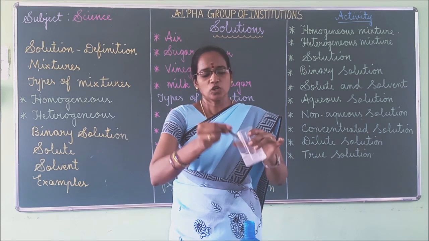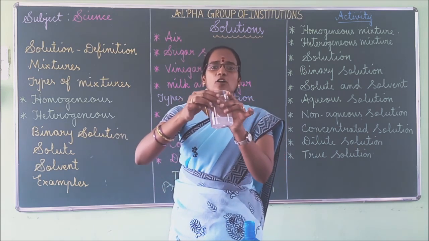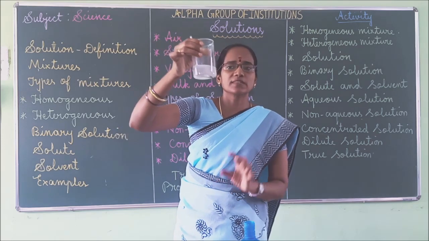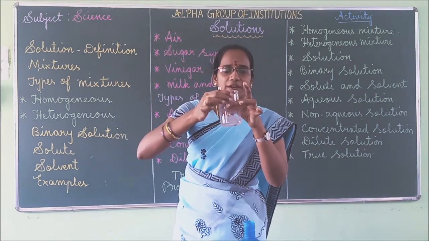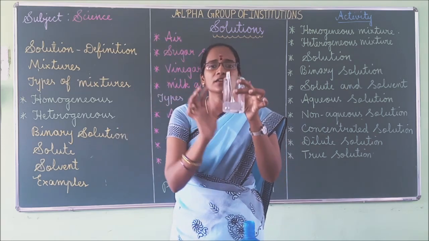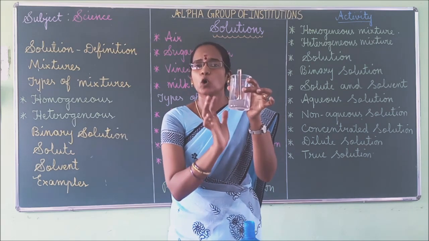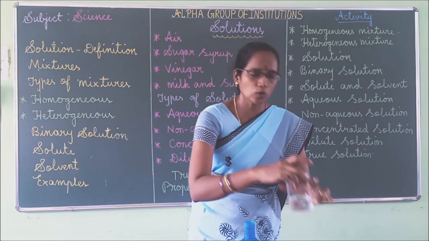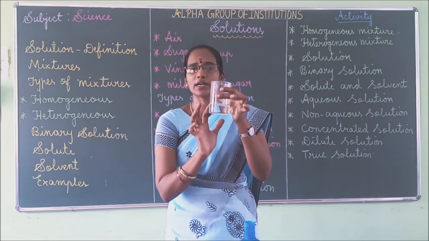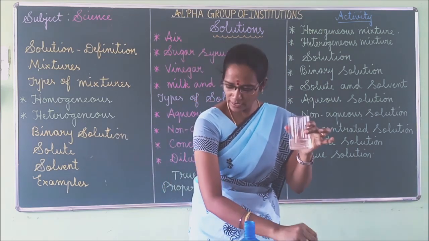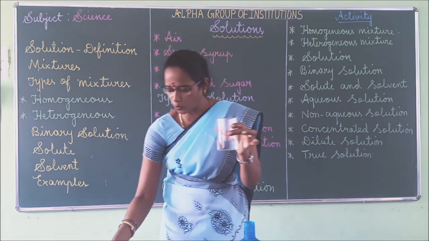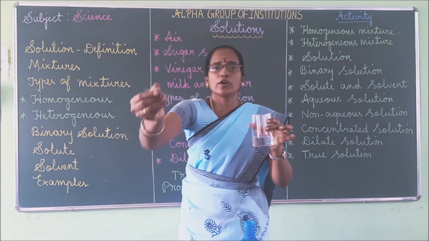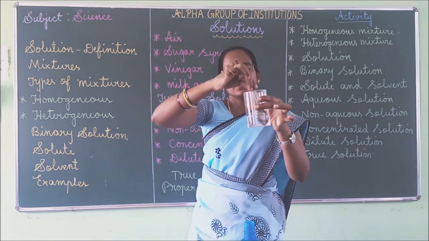So, salt completely dissolves in water. Salt is soluble in water and forms a homogeneous solution. Hence it is called a solution. It is the homogeneous solution, right? Next, you can try with a sugar substance. We are going to take sugar now. Now I am going to add some sugar into it and mix it.